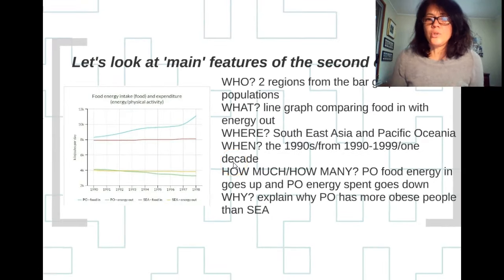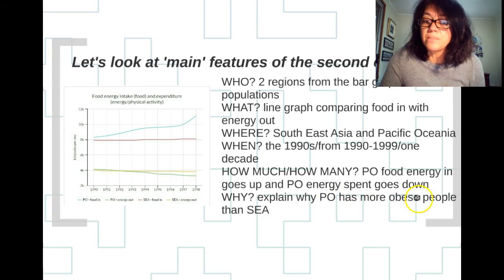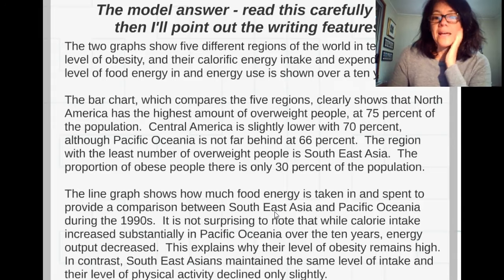Now, why do you think this information might be useful? It shows that Pacific Oceania has more obese people than Southeast Asia. So that's important information. Okay, here is the model answer.